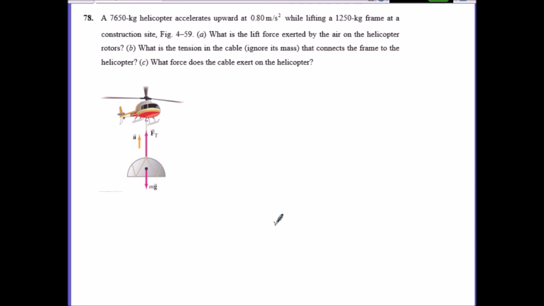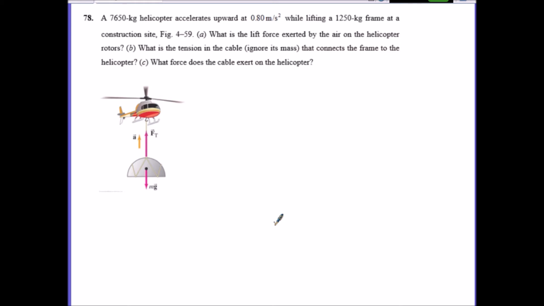A 7650 kilogram helicopter accelerates upward at 0.8 meters per second squared while lifting a 1250 kilogram frame at a construction site, as the figure shows. What is the lift force exerted by the air on the helicopter rotors? Letter B, what is the tension in the cable that connects the frame to the helicopter? And letter C, what force does the cable exert on the helicopter? So three different questions, all relying on Newton's second law.